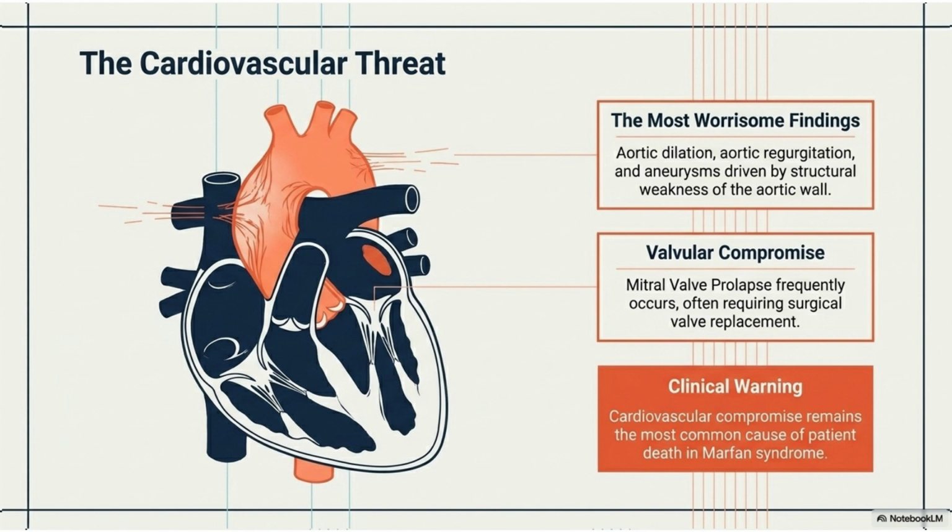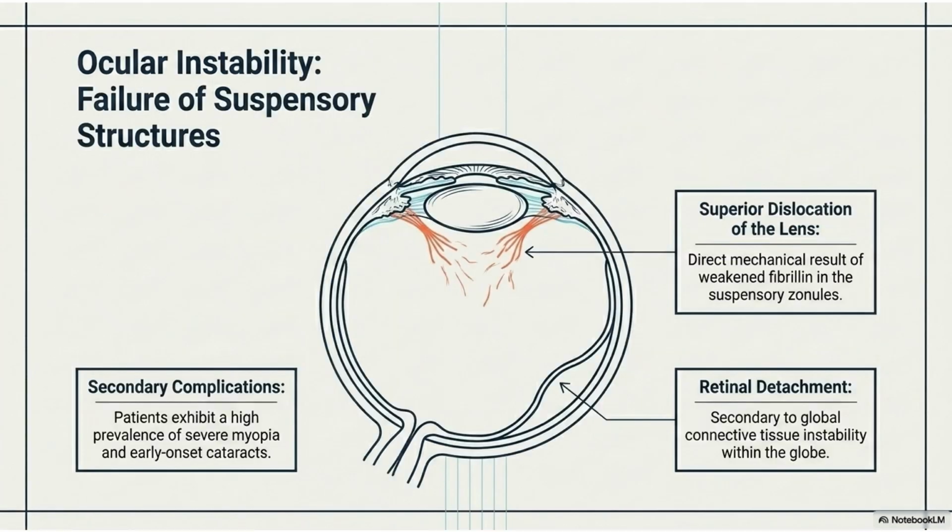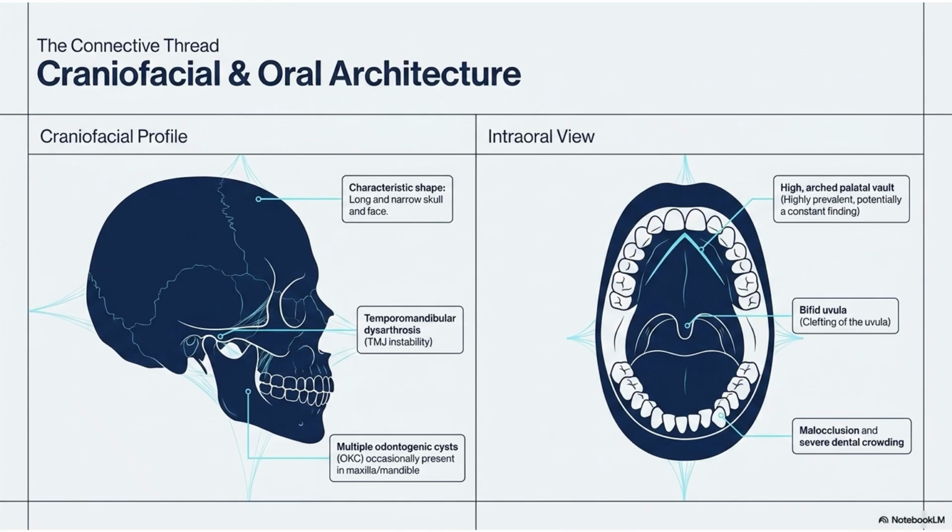Some patients may also develop mitral valve prolapse, which can become severe enough to require valve replacement. The eyes are also commonly affected. Ocular findings include myopia, cataracts, retinal detachment, and the characteristic superior dislocation of the lens. Now let's focus on the oral manifestations, which are particularly important in dentistry.